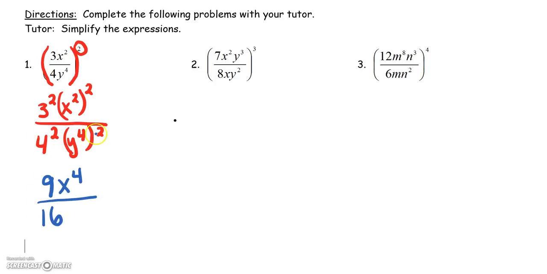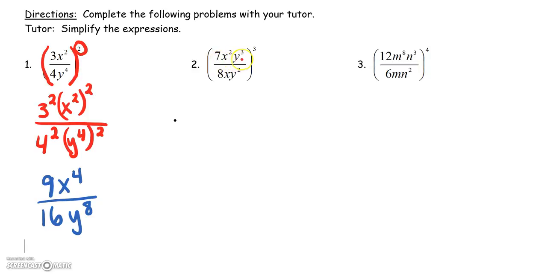And then we have y to the fourth to the second power. Exponent to an exponent means multiply. So y to the 8th power. At this stage, if there was anything we could simplify, we would. I don't think we have anything in this case, so we'll move on to number 2.